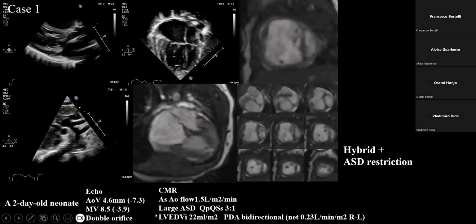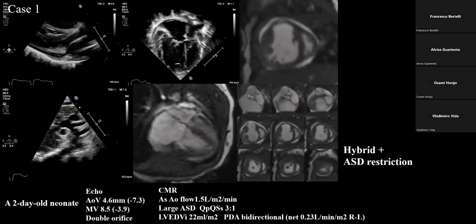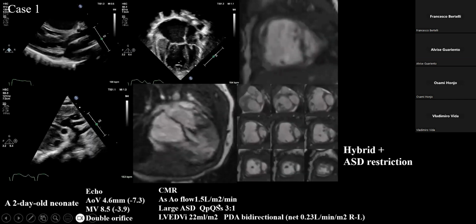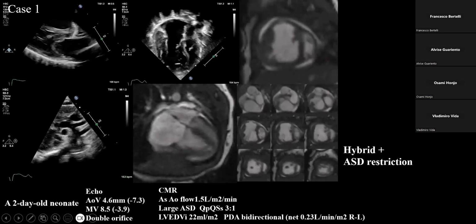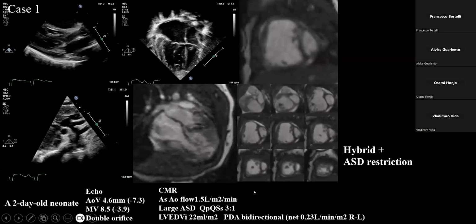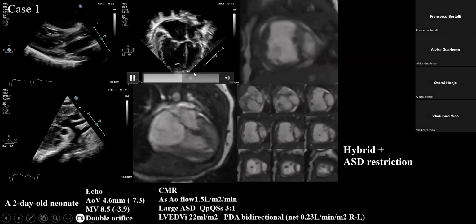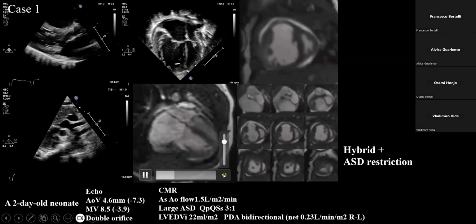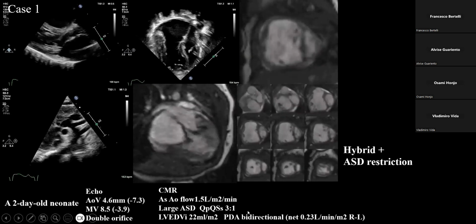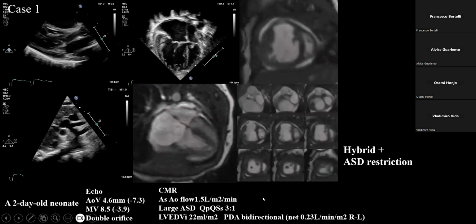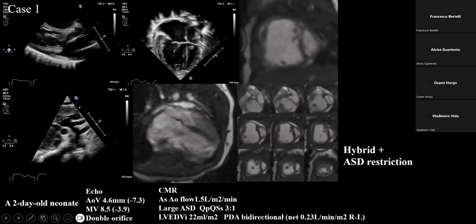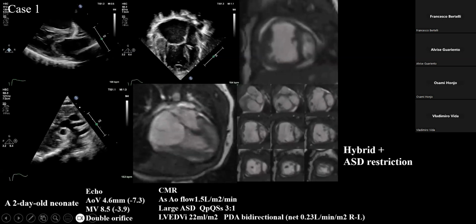So this is a typical patient that we performed the cardiac MRI on, and what's striking about this patient is that ascending aortic flow is very, very low, 1.5 liter index. And the main reason is that obviously the left ventricle is quite small, but this patient also has a very large atrial septal defect, with a QP:QS of 3 to 1. And LV index is 22, which is very borderline, and then PDA is bidirectional.